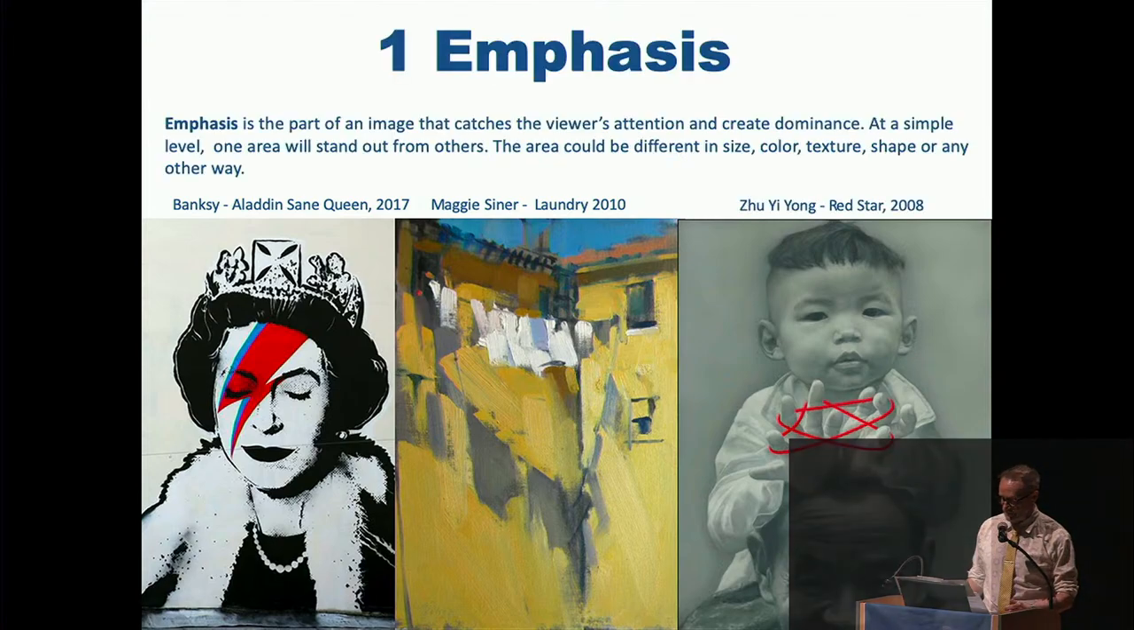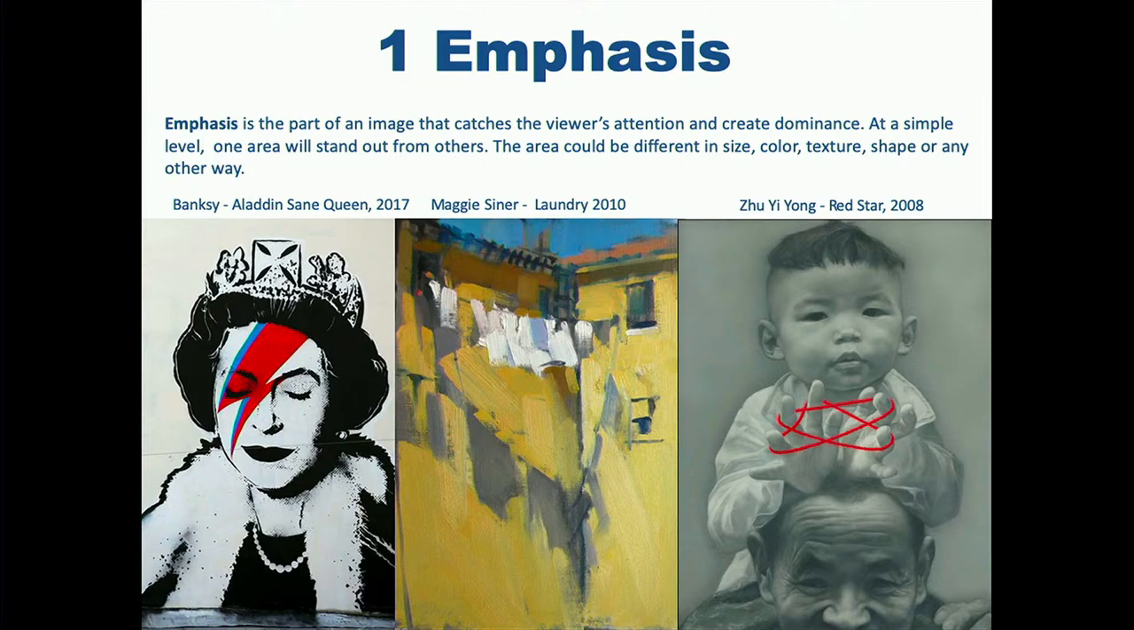Okay, so the first one is emphasis, and emphasis is obviously about catching your attention and the first thing that stands out in an artwork. We haven't got time to talk about all of these, but the first one is by an artist, or reputedly by an artist, called Banksy. No one's really sure because we're not really sure who he is. It actually appeared on a building in Bristol around the time of the Queen's Jubilee celebration.